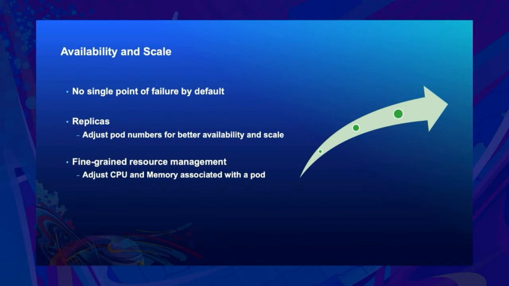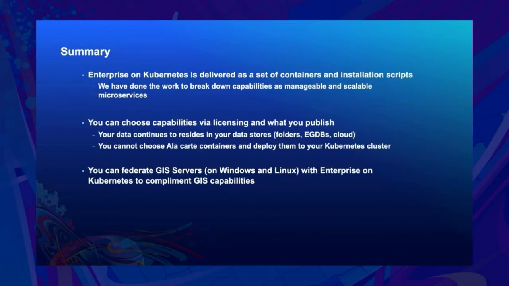In summary, Enterprise on Kubernetes is a new option that complements the Enterprise on Windows and Linux. We've done the work to design and implement a truly microservices architecture. It comes as a base deployment, and while it is made up of individual components and containers, you cannot deploy these containers in an a la carte fashion. It comes together as a part of your base deployment.